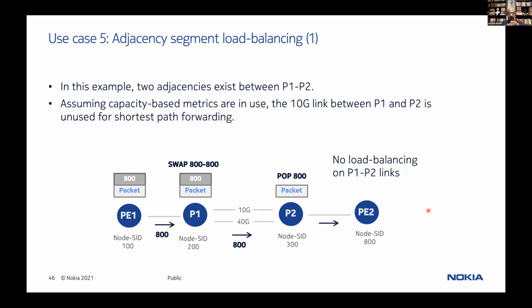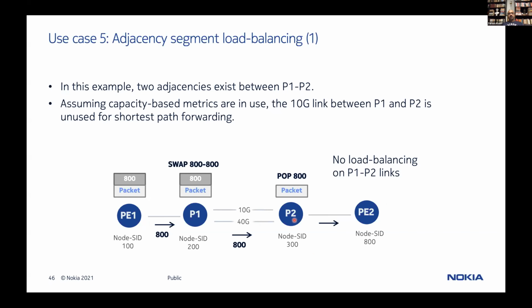So this is a scenario where, once again, you've got a pretty simple network. Traffic being sent from provider edge P1 to P2. And between P1 and P2, you have two links. One's a 10 gig link and the other is a 400 gig link. So let's just say, in the absence of any special configuration, what would happen?